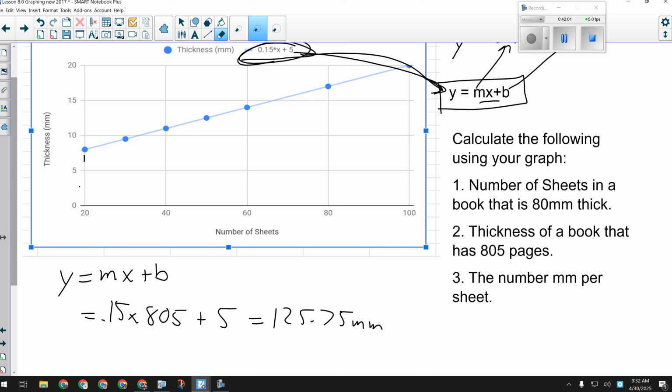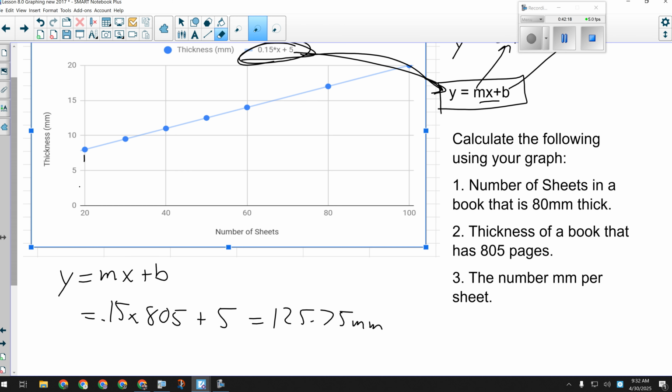It was the first thing we talked about. Okay, what number tells me y over x? M. Yeah, this is the slope. Okay, the slope tells me how many millimeters there are per sheet.